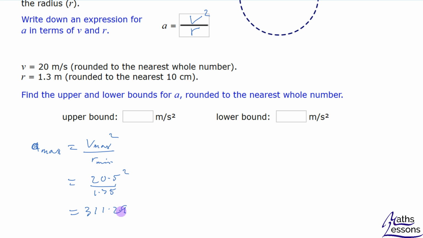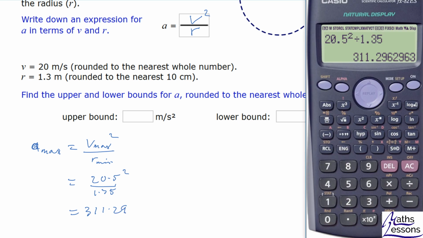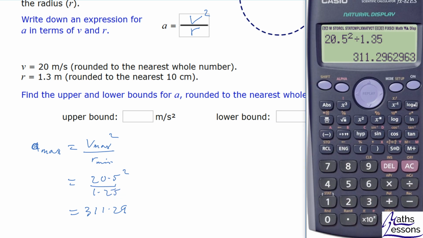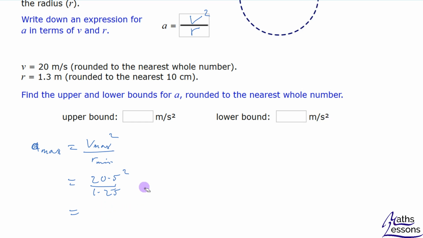I just want to check that because it's slightly different to what I got previously. Maybe I made a mistake before. And I have made a mistake because I'm looking for the upper bound and I've not divided by r min. Sorry about that. So the r min is 1.25 on the bottom. So if we go back and change that to 1.25, you'll see that we get 336.2. 336.2 to the nearest whole number is 336.